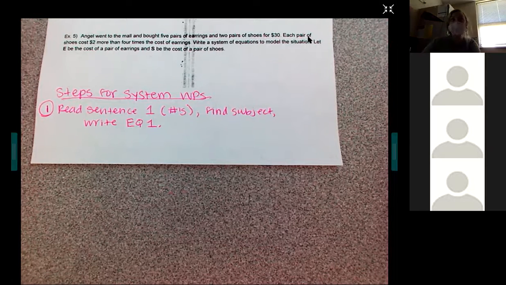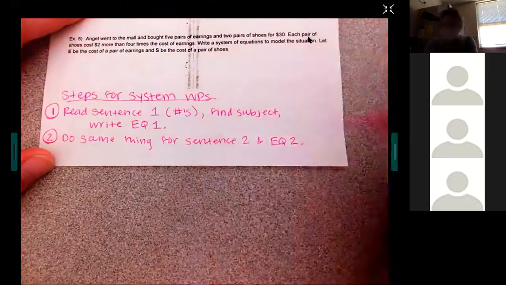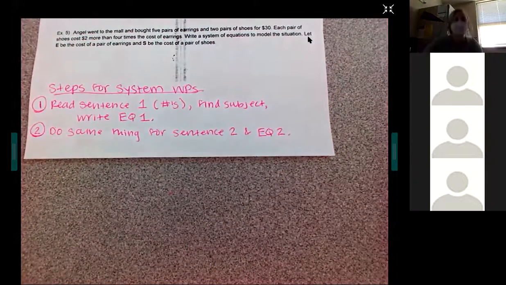Okay. Then we got to do the same thing for what sentence? Sentence 2. Good. So I'm going to do the same thing for sentence 2 and equation 2. So my people at home, y'all should be writing this part with us.